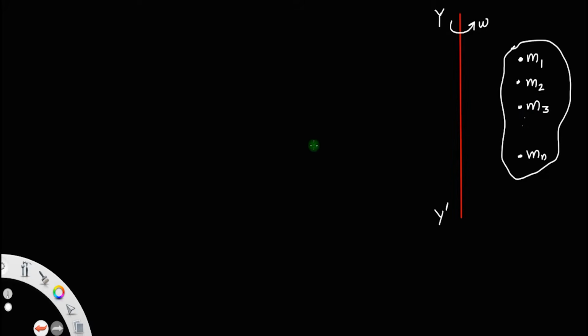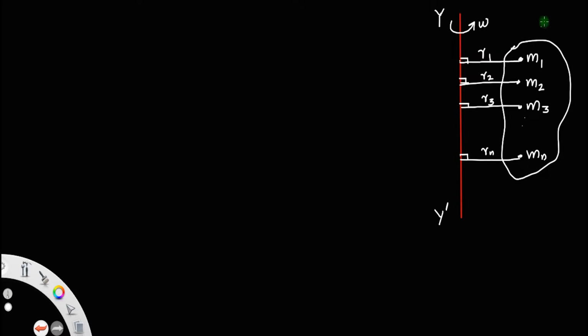Let the distance of the mass m1 from the axis of rotation be r1, that is, the perpendicular distance. Similarly, the distance of m2 be r2 again. Every distance is the shortest distance from the mass to the axis, or the perpendicular distance. Similarly, that of m3 is r3 and that of mn is rn.